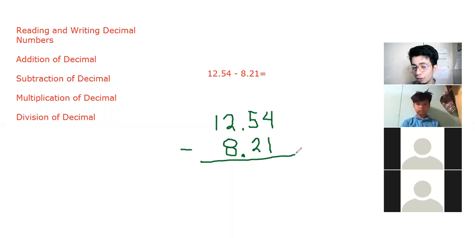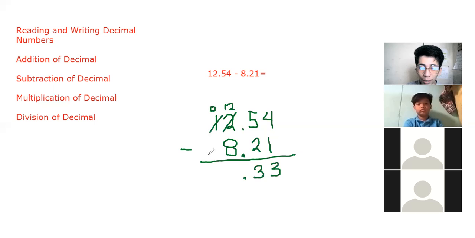Then, proceed tayo sa subtraction. So, we have 4 minus 1, that is 3. 5 minus 2, that is 3 din. Then, bring down natin si point. Then, 2 minus 8 cannot be. So, gagawin natin siyang 12. Magke-carry tayo kay 1. Si 1 nagiging 0. So, meron na tayong 12 minus 8, that is 4. So, may sagot tayo na 4 and 33 hundredths. Kapag binawas natin si 8.21 kay 12.54, meron tayong sagot na 4.33. Kailangan naka-align sina decimal point. Pag hindi naka-align si decimal point, mali kayo ng sagot.